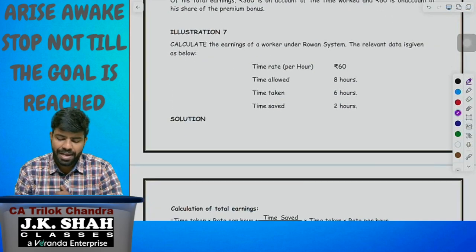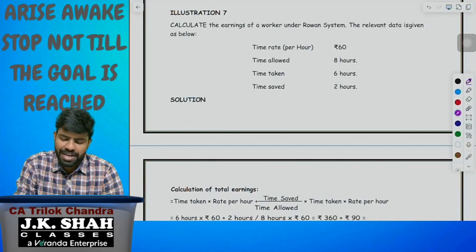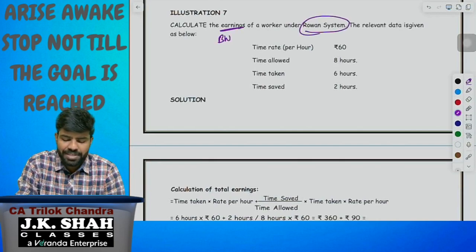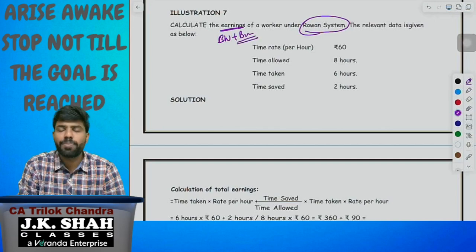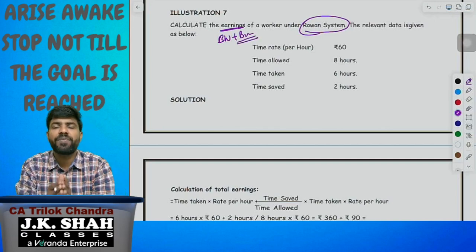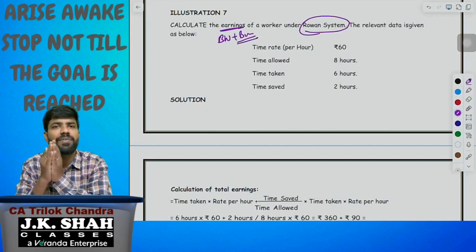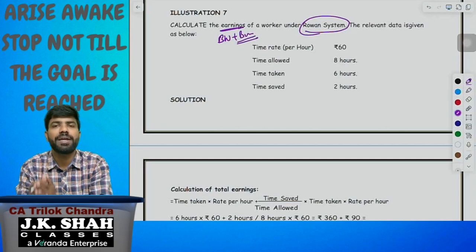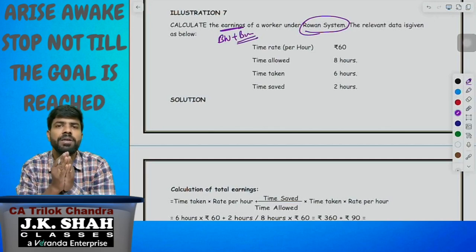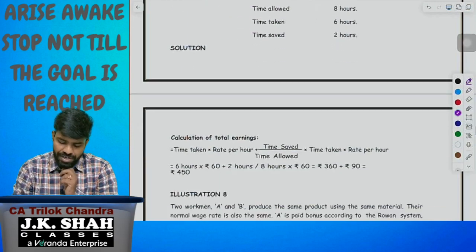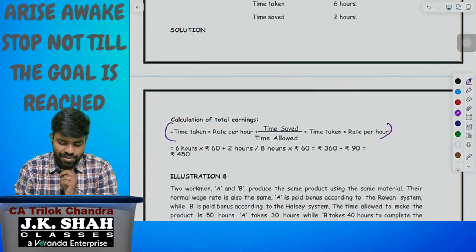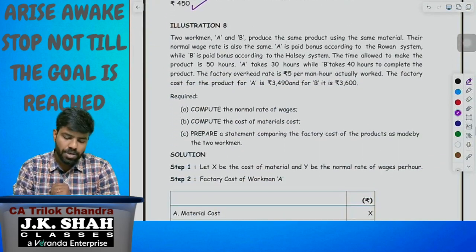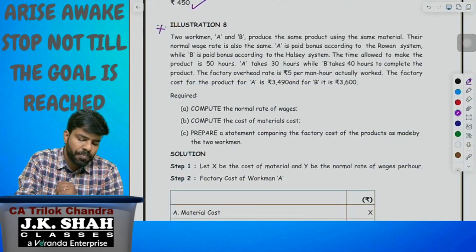Question number 7. Again, the same type of question under Halsey system. Earnings is basic wages plus bonus. Let me discuss only the bonus formula. The formula for the bonus is 50% of time saved divided by time allowed into time taken into time rate. That is the formula for the bonus. They have written the same formula and substituted the values. Answer is 450. Okay, next. Question number 8 is somewhat important question.